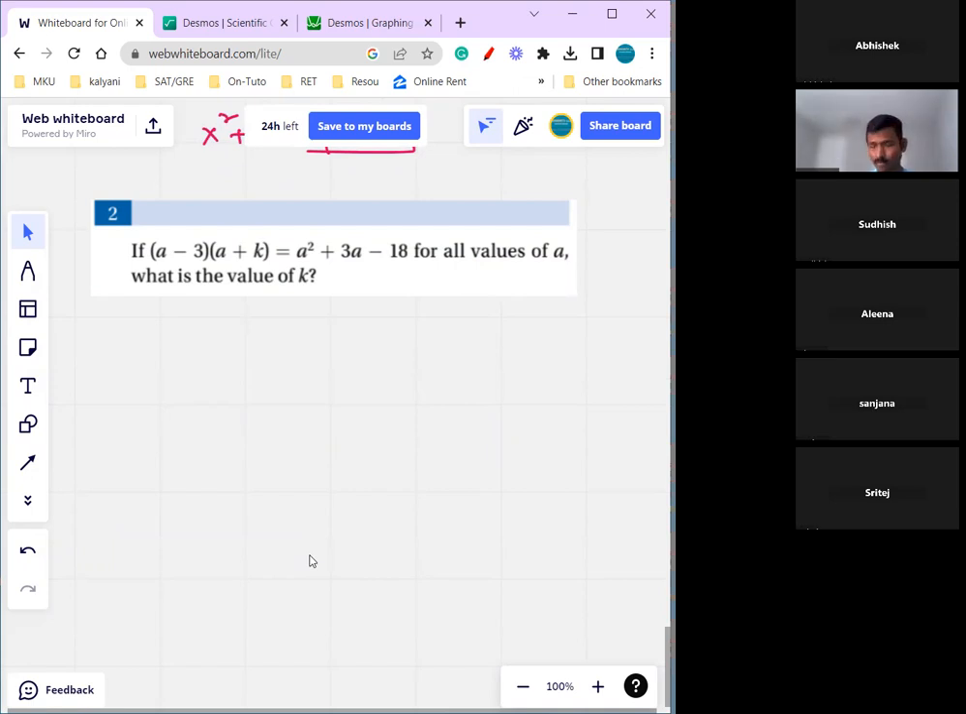So we have to figure out what could be that a when you multiply them is going to get you that answer there. Or what could be the k value. Okay. Good.